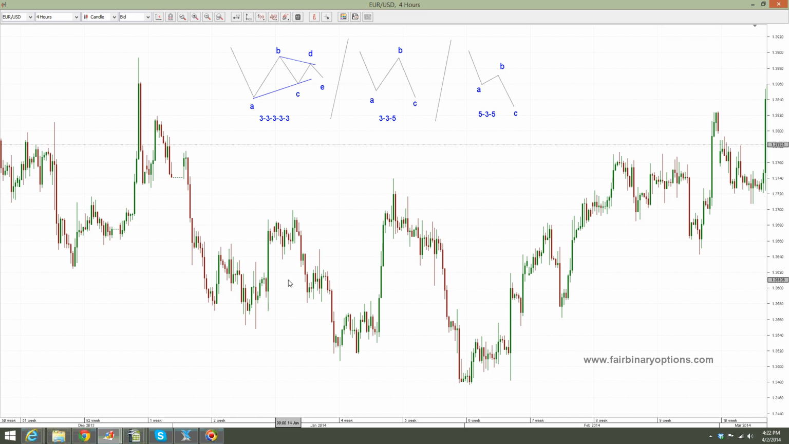If one can master these corrective waves, then one can go and buy put options or call options and trade with great success. Now let's start with the triangle. This is the Euro US dollar 4-hour chart, and what I would like to show you here is a classical triangle, this one acting as a reversal pattern, and it goes A, B, C, D, E, so something like this. This would be our triangle.